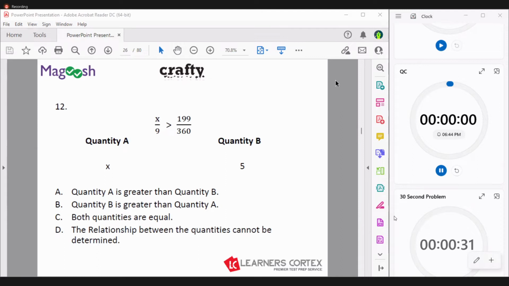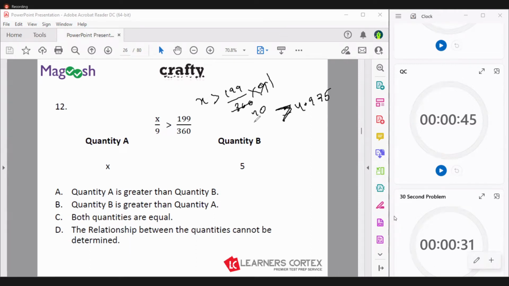Pratyusha, would you like to explain? Yes, sir. When we solve this inequality, x by 9 greater than 199 by 360, we can cross multiply 9 to the other side. So x becomes greater than 4.97. Sir, not equal to, it will be greater than.